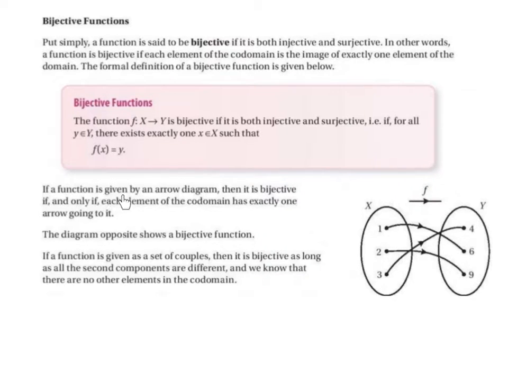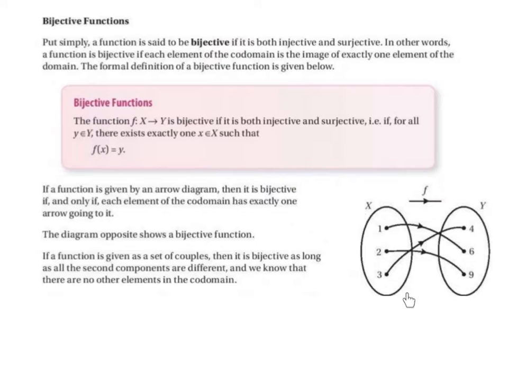If a function is given by an arrow diagram, then it is bijective if and only if each element of the codomain has exactly one arrow going to it. The diagram opposite shows a bijective function. If a function is given as a set of couples, then it is bijective as long as all the second components are different and we know that there are no other elements in the codomain.